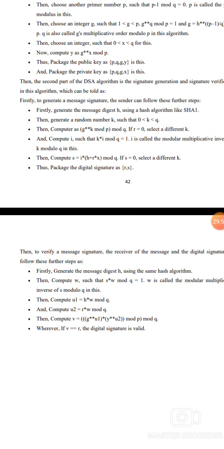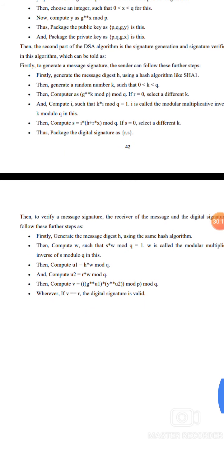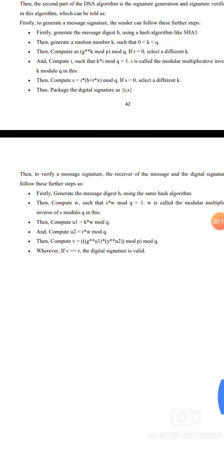First we have to generate the message signature. First we generate the message hash using the hash algorithm, generate the random number, compute the modular multiplication, then compute the different keys, where K means keys, and the package of the digital signature is R and S.